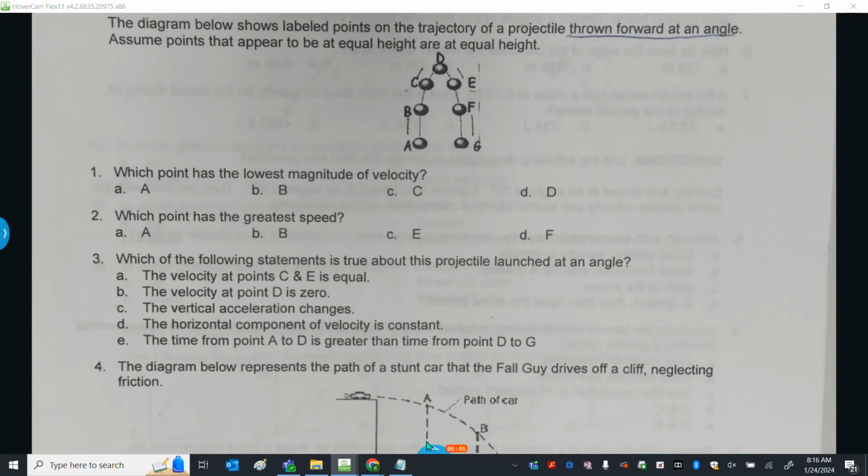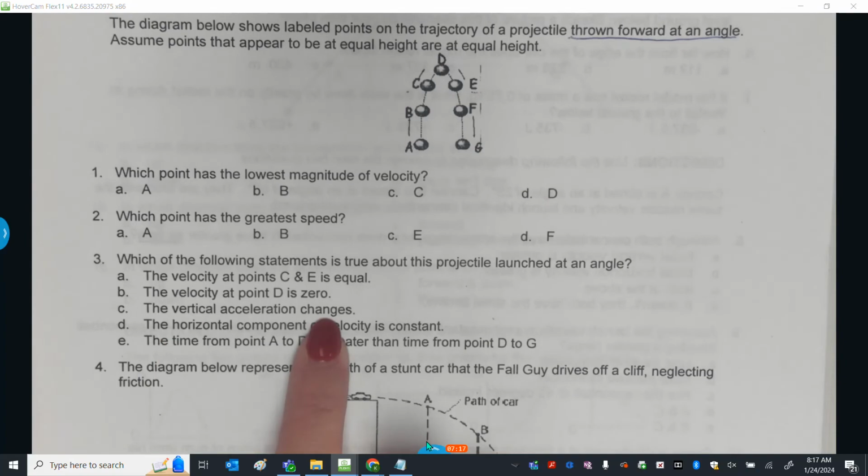Answer choice C says the vertical acceleration changes. Guys, if I throw something up in the air, if we launch a projectile, why does it slow down as it rises? Gravity, right? The only force acting on our projectile is gravity. That's what accounts for the acceleration. Does gravity change? No. It's a constant negative 9.8 meters per second squared. So our acceleration isn't changing. It's constant. Our velocity is changing, but that's not what this says. This says acceleration is changing, and that is not a true statement, so we cannot pick answer choice C.